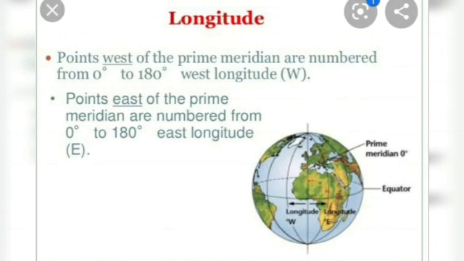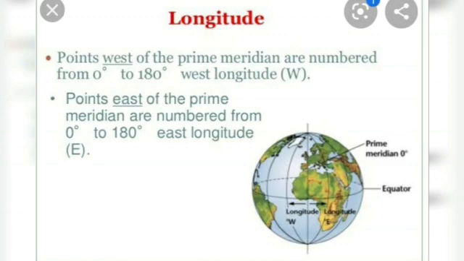Now the 180 degree line lies just opposite to the prime meridian. So the prime meridian and 180 degrees together form one complete circle. Now 180 degrees is just a degree, it is neither east nor west. 179 degrees east and west would be there. 180 degrees is known as the international dateline.